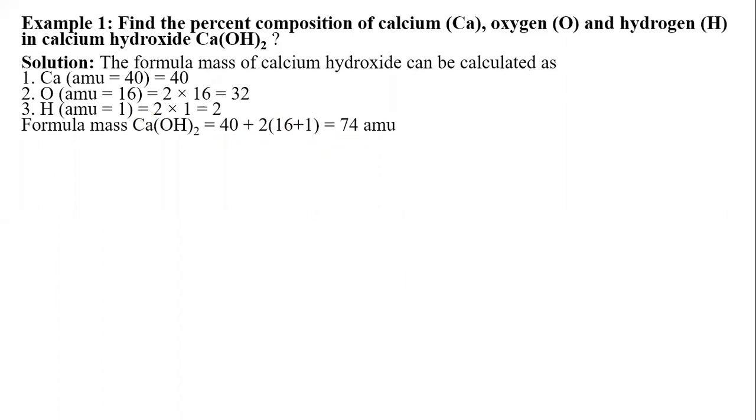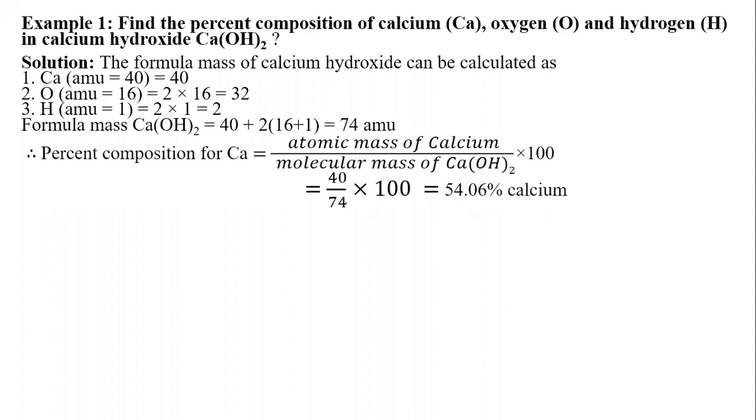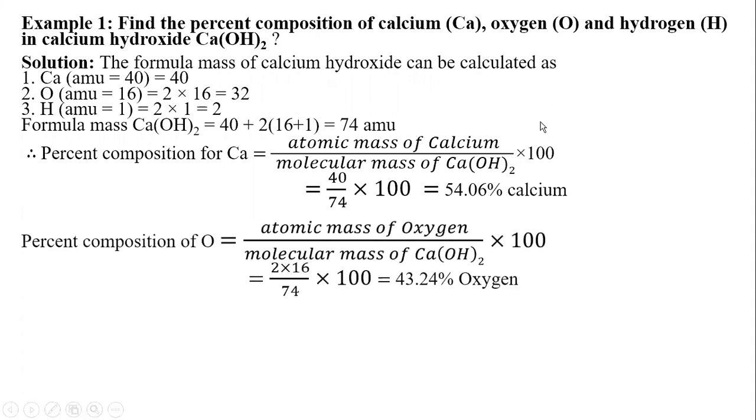So the percentage composition of calcium in calcium hydroxide will be equal to the atomic mass of calcium divided by the molecular mass of calcium hydroxide multiplied by 100. That is 40 divided by 74 multiplied by 100, which will be equal to 54.06% of calcium.